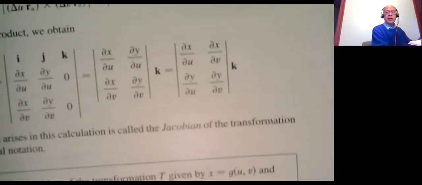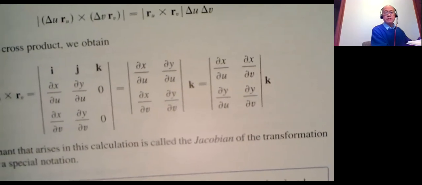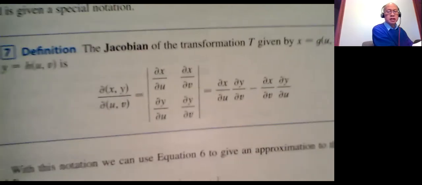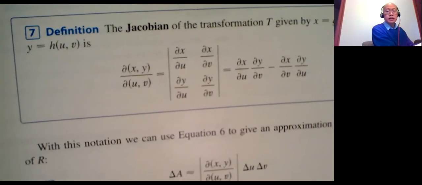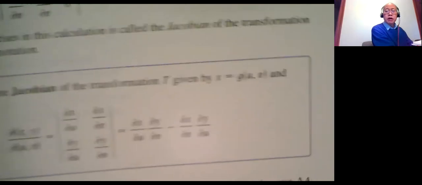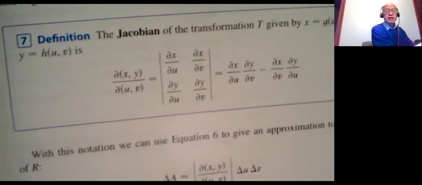And so if you work all of that out, you get that determinant over there, which ends up being that minus that. That thing is called the Jacobian. So, definition of Jacobian, put this on your next cheat sheet. It looks like the partial of x, y with respect to u, v. So what's happening? You have x equals g of u, v, y is h of u, v.